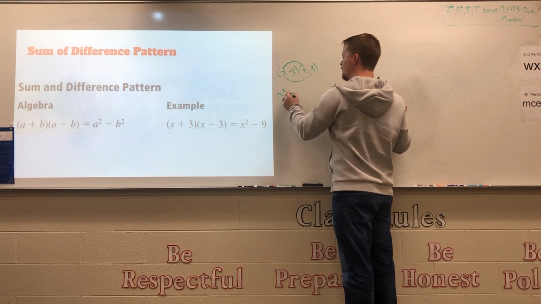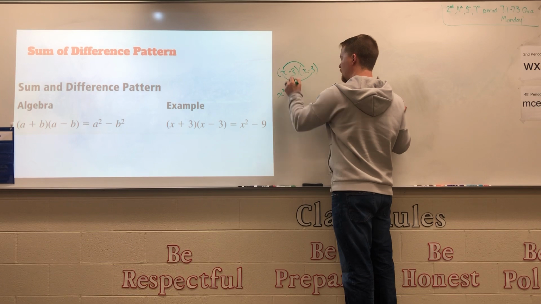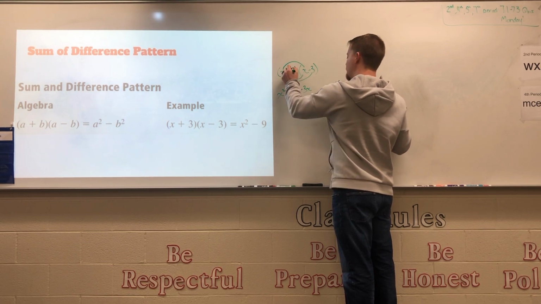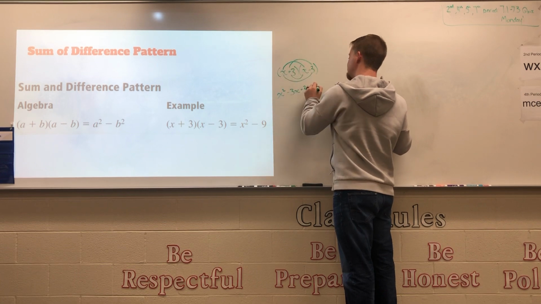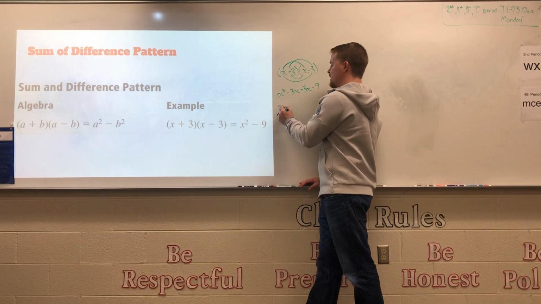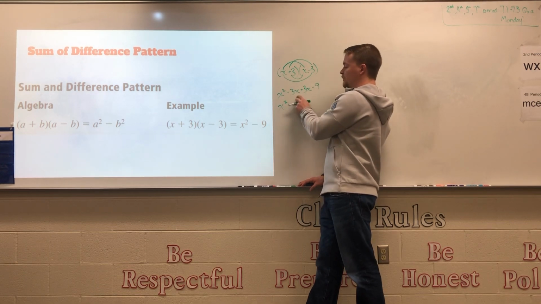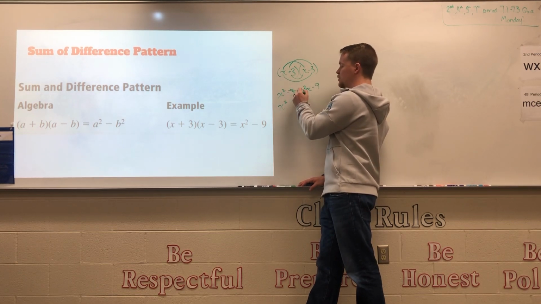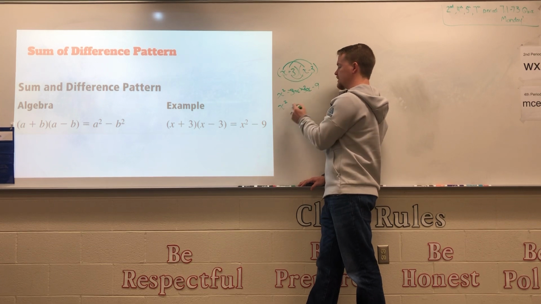O, outer, that's negative 3x. I, inner, that's plus 3x. And L, last, that's minus 9. So what happens is we bring down the x squared, but if we have a negative 3x and a positive 3x, those will cancel each other out. And then we still have the minus 9.